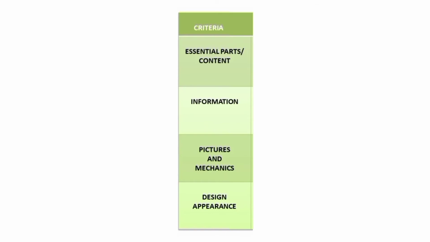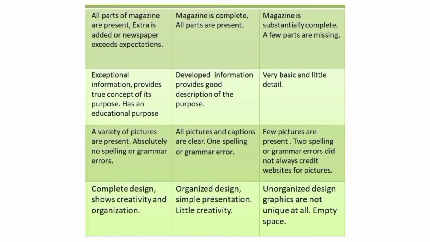While the left column is the characteristic or the criteria, where it has the essential parts, content, information, pictures and mechanics, and lastly the design. And in the middle part are the standards of how the magazine will be evaluated.